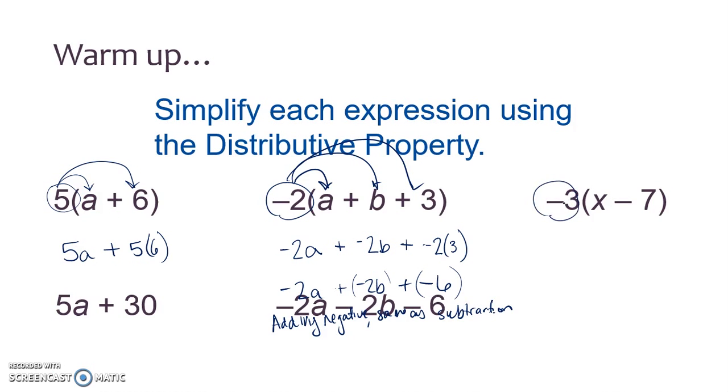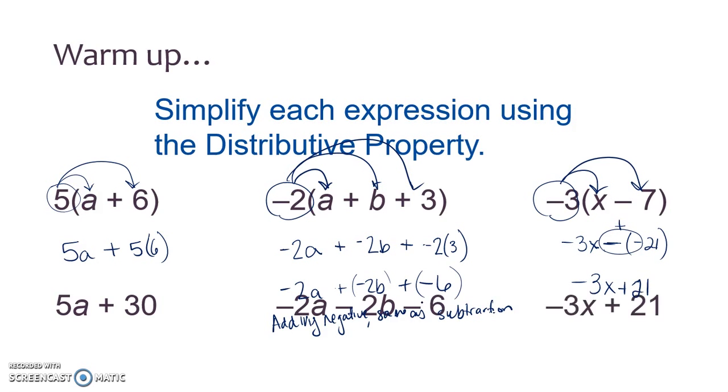And then our last one, we have negative 3 times x. So we'll have negative 3x. And we'll have minus negative 3 times 7 would be negative 21. And when we have a minus negative, this becomes a plus, so plus 21. So we have negative 3x plus 21.